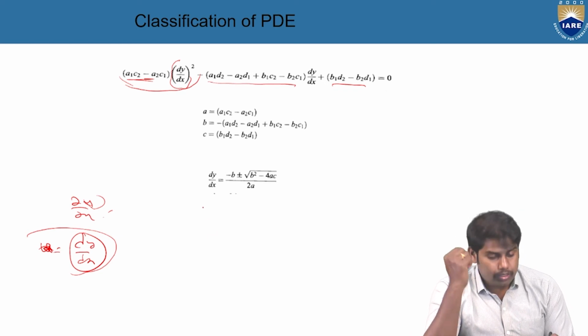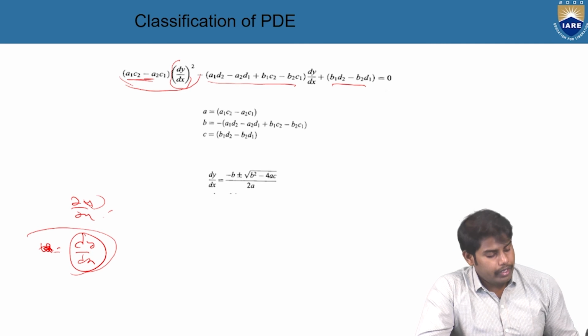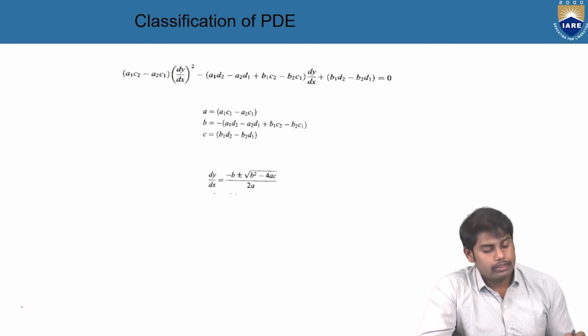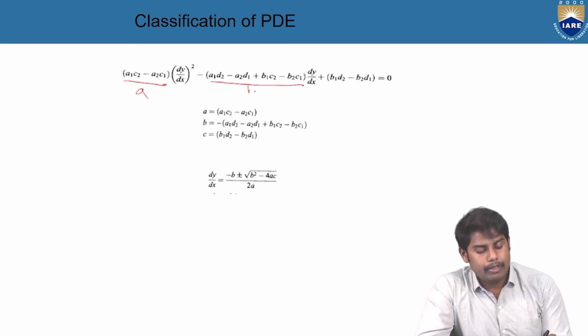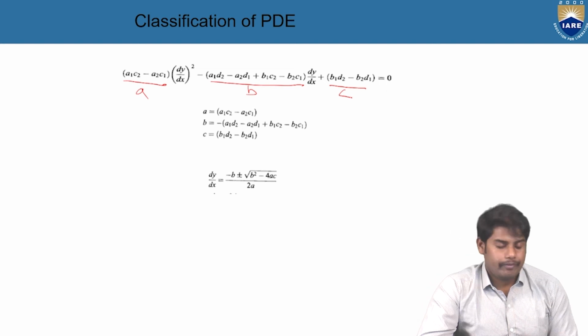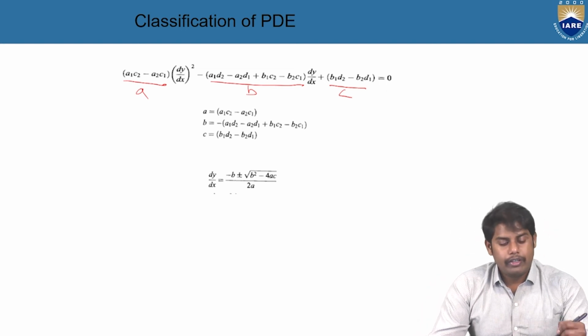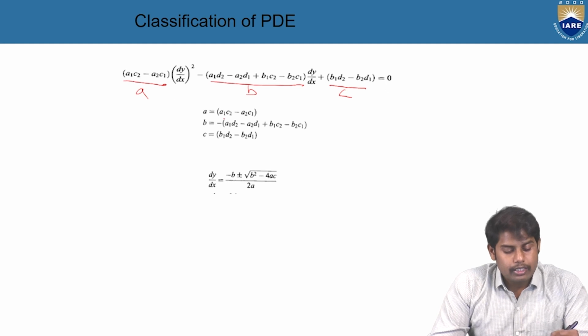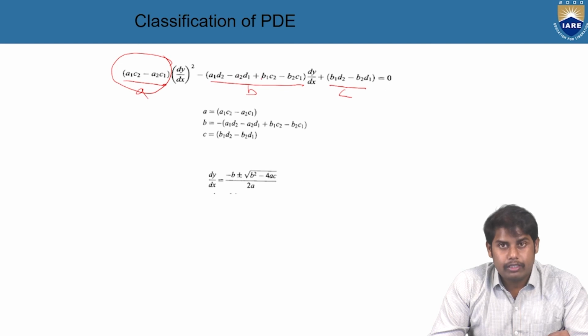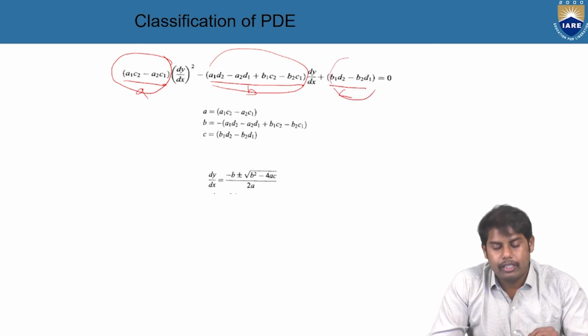Therefore, we are replacing this one by A, this one by B, and this one by C. So this is what we have. Here you can see clearly that A1 C2 minus A2 C1 is the A term. Next the B term: A1 D2 minus A2 D1 plus B1 C2. And here you have B1 D2 minus B2 D1. This is the C term.